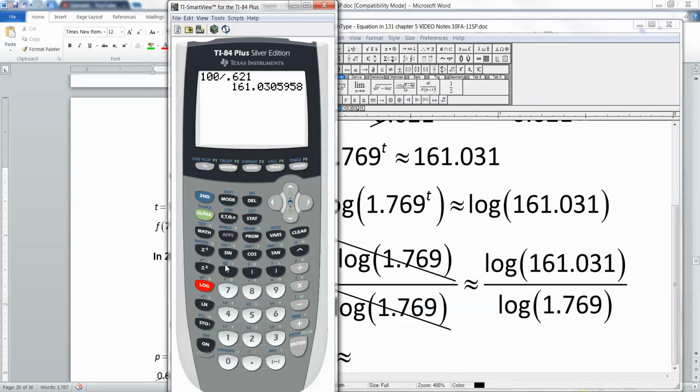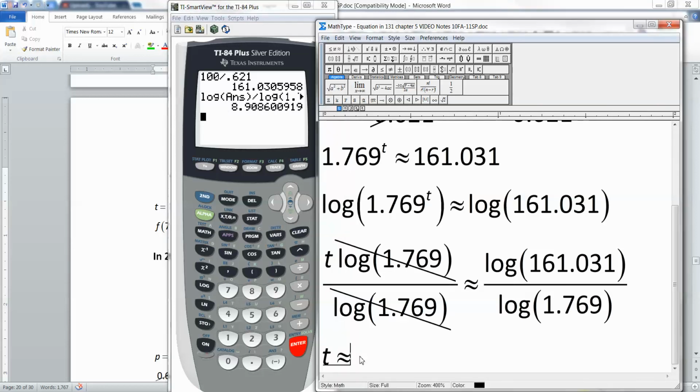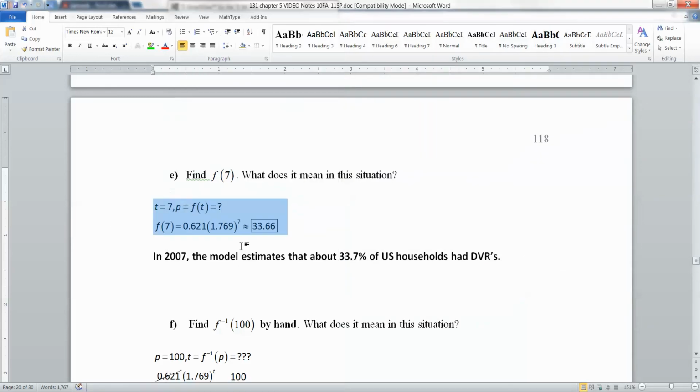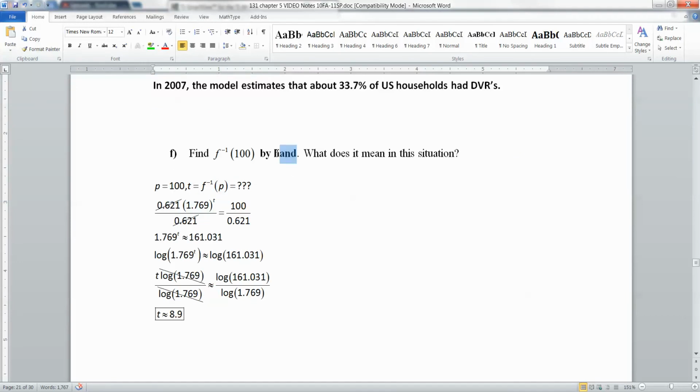So I'm going to take the log of that answer, which is 161 and change, close parentheses, be sure to close those parentheses, divided by the log of 1.769. Enter. And it's 8.9. All right, so now we found it by hand.